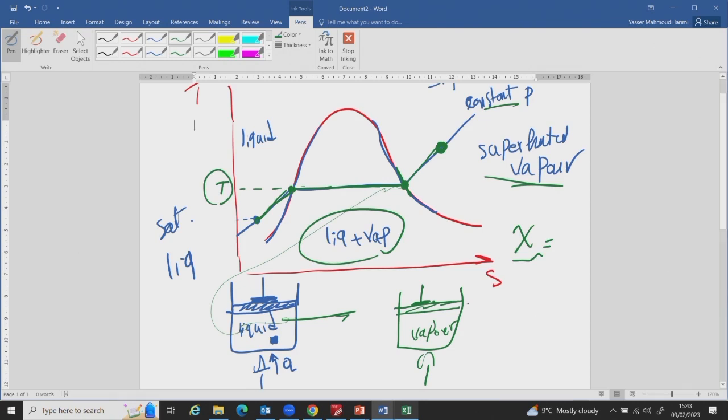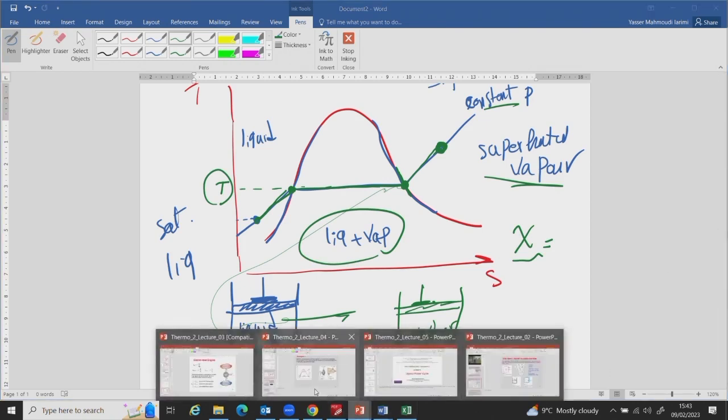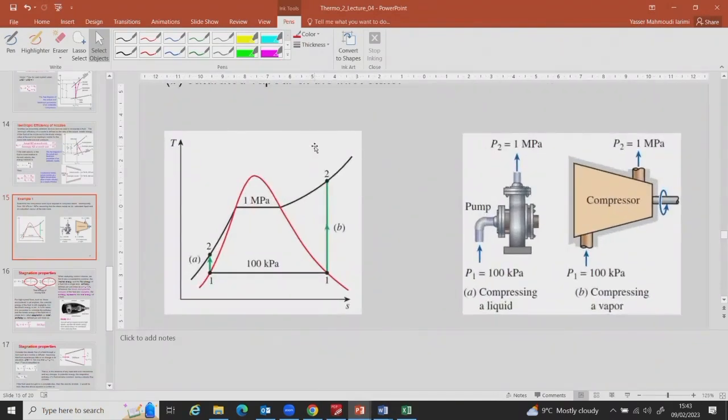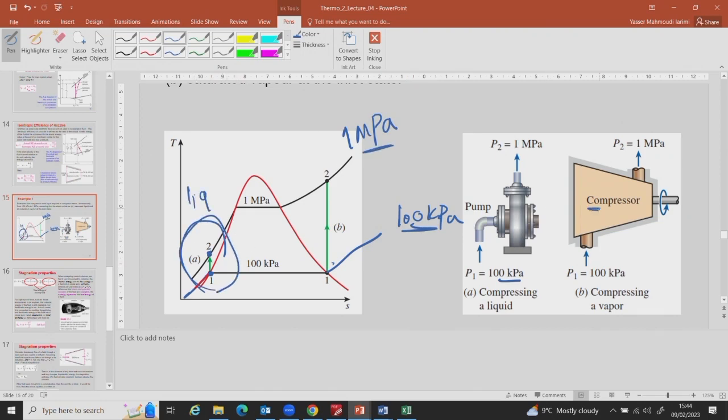Right? Now, the example says that a pump always deals with liquid. So I have a pump, and this is a constant pressure line at 100 kilopascal, and this is another constant pressure line at 1 megapascal. For the pump, the pressure goes from this point to this point, from 100 kilopascal to 1 megapascal, but it's always in the liquid phase. This is liquid. For a compressor, it's also 100 kilopascal to 1 megapascal, but it's in the vapor region, because a compressor deals with gases.